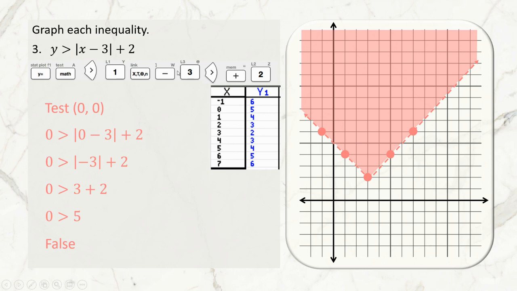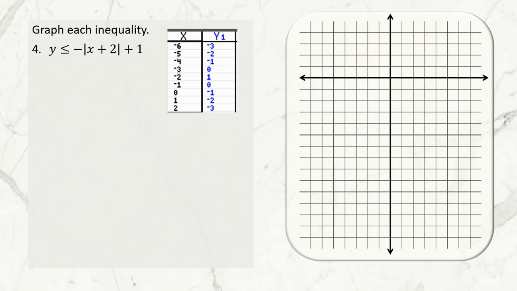Okay. So for number 4, we have y is less than or equal to the negative absolute value of x plus 2 plus 1. Again, put that in your calculator. We'll generate this table. Okay. Let's plot these points. Have all these points plotted. We can just see, obviously, it's going to be a solid boundary line because it's less than or equal to. Okay, so there's my solid boundary line. This is facing down now, so it's a little different than the last one. Okay, pick a point to test. 0, 0 is still not on the line, so we can pick that point.